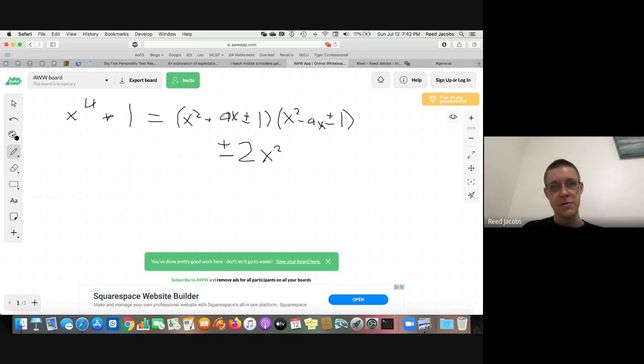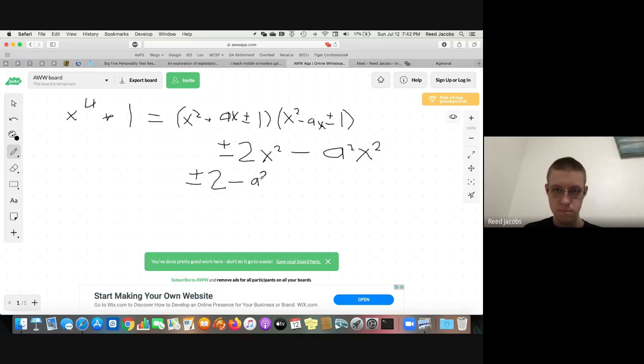And then the linear terms, when we multiply them, give a further minus a squared x squared. That means we have to have plus or minus 2 minus a squared equals 0. But the only numbers a that could possibly satisfy that are plus and minus the square root of 2. And those aren't integers, which means that a can't be an integer, so x to the 4th plus 1 is irreducible.